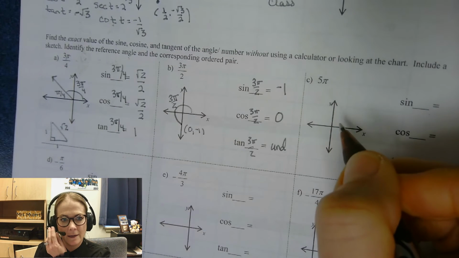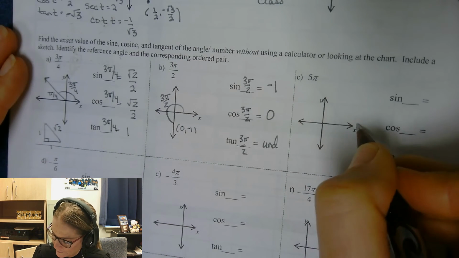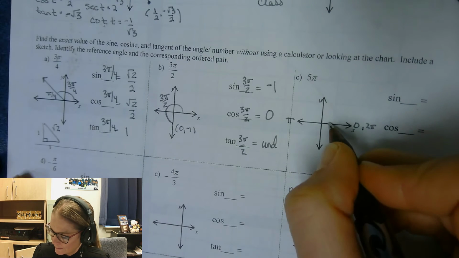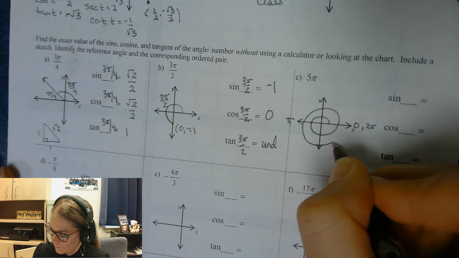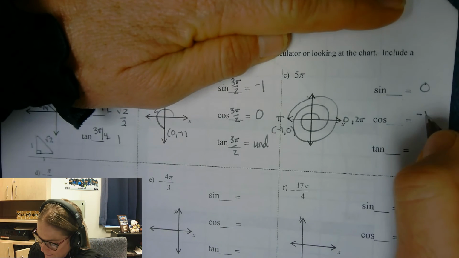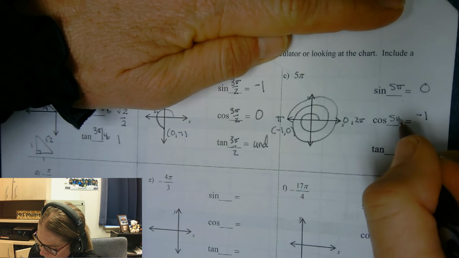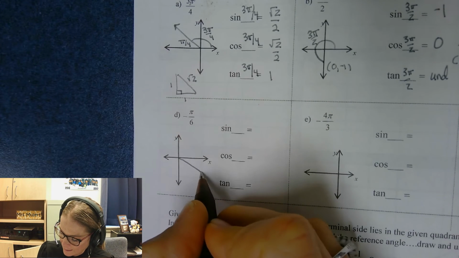5 pi is easy as well. I talked about this in class a little bit. So we're just going to go, this is 0, this is pi, and this is 2 pi. So pi, 2 pi, 3 pi, 4 pi, 5 pi. So this is the point -1, 0. Sine is y, cosine is x, tangent is sine over cosine. There you are. Okay, next one, -pi/6. This is just a negative angle here.